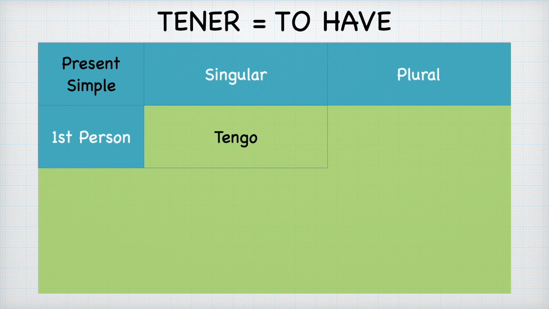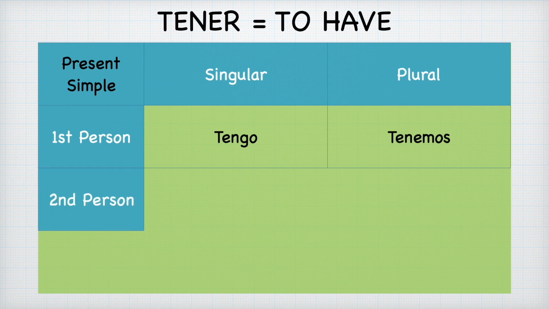Tengo. I have. For plural, we'll use tenemos. Tenemos. We have. In second person singular, we have two options. Tienes for the informal you, or tiene for the formal you. And in plural, we'll use tienen. Tienen. These all mean you have.